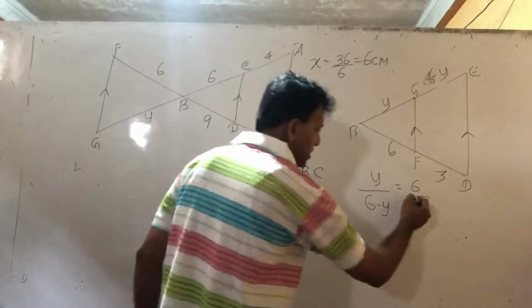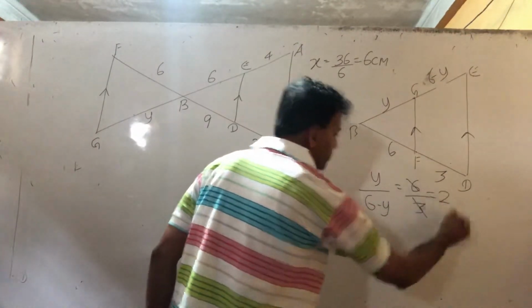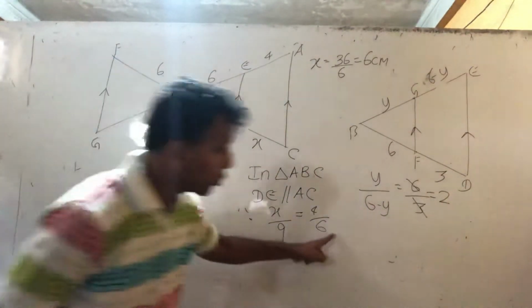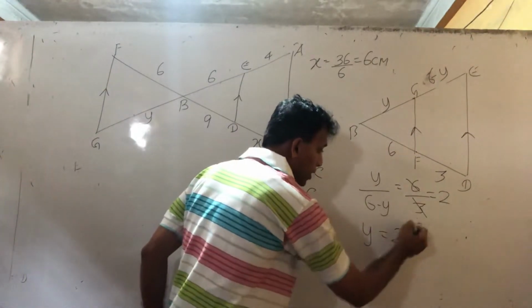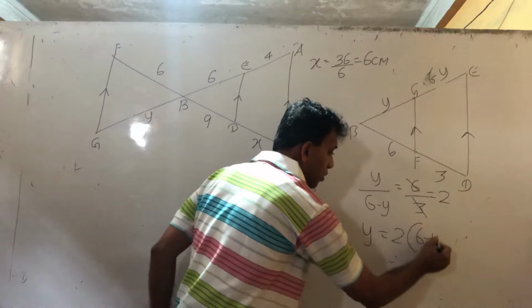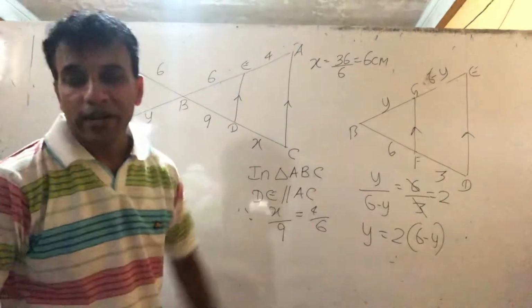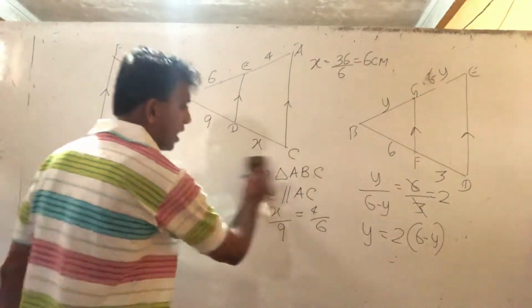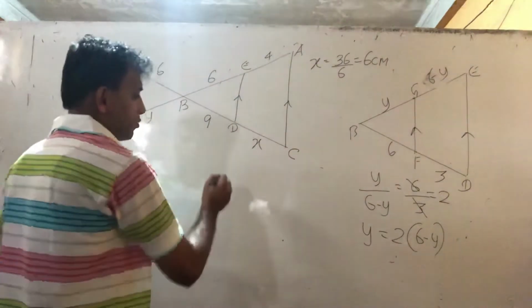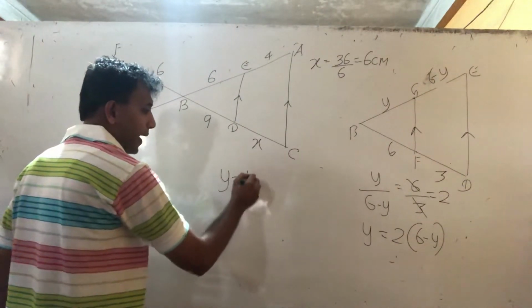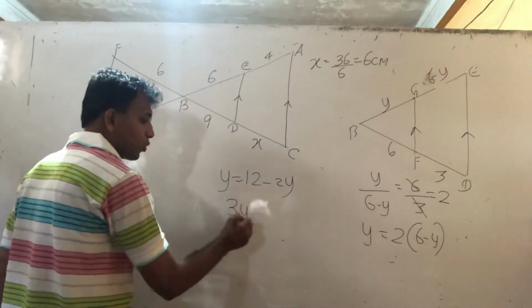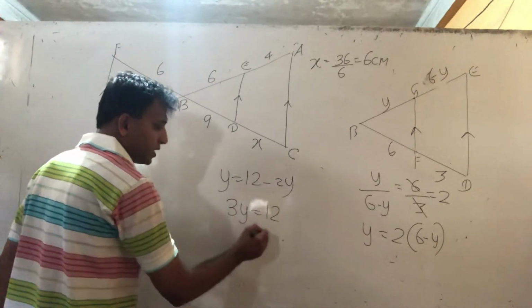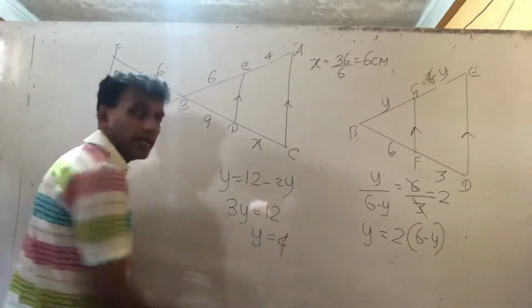So I can cut this 2. That's 2. And now cross multiply. Y equal 2 into 6 minus Y. Now bracket multiply and solve. You can find the Y answer. Y equal, multiply by 2, 12 minus 2Y. So 3Y is 12, so Y is 4. Y equal 4.